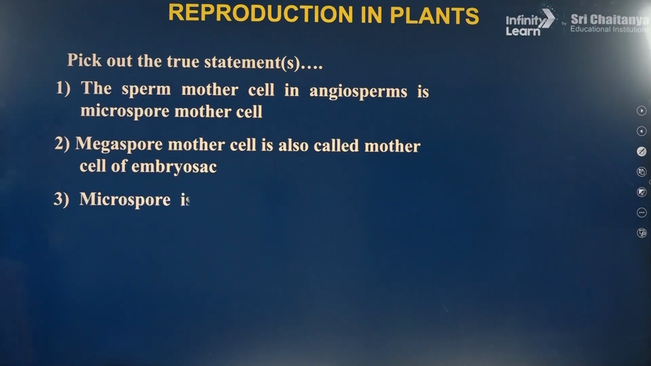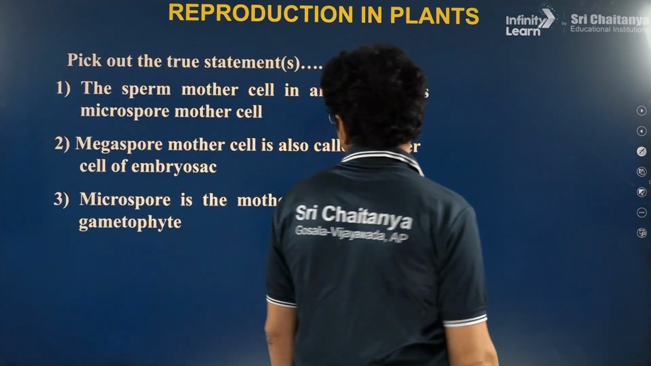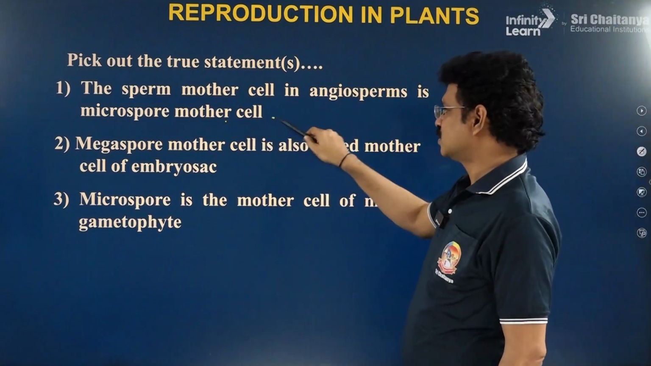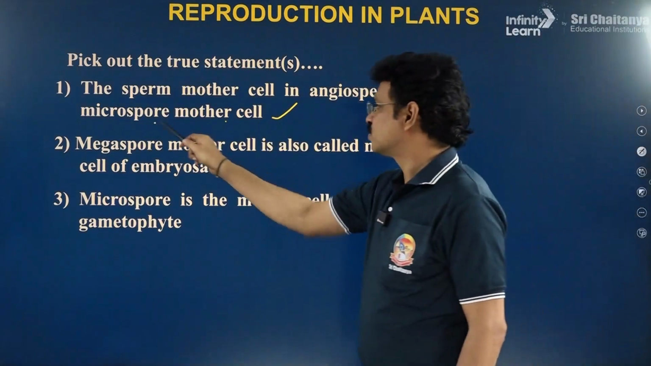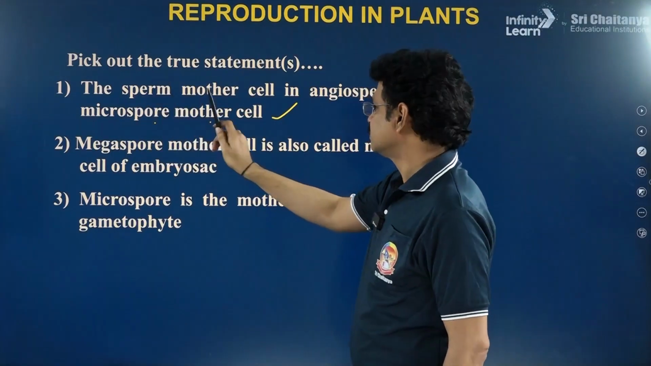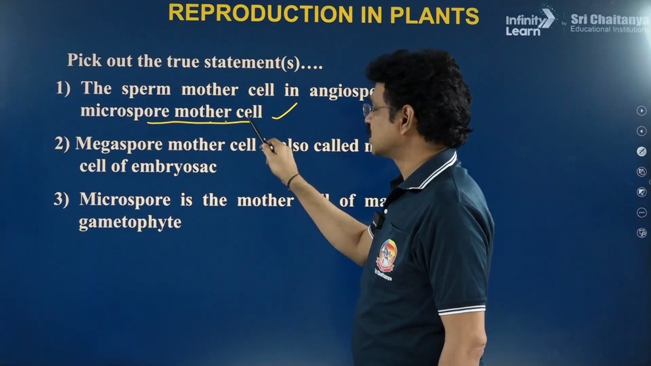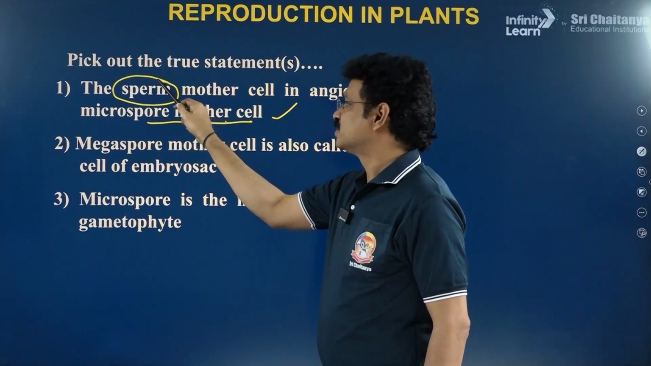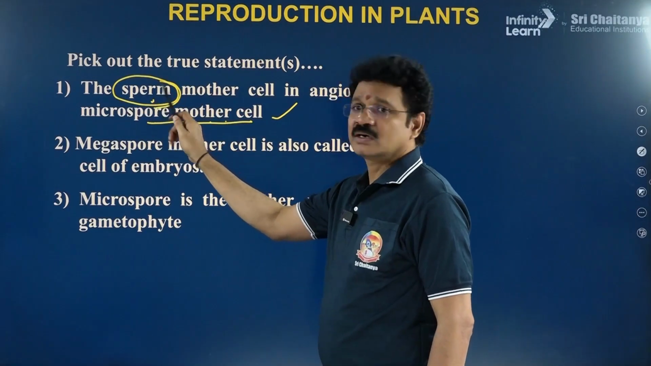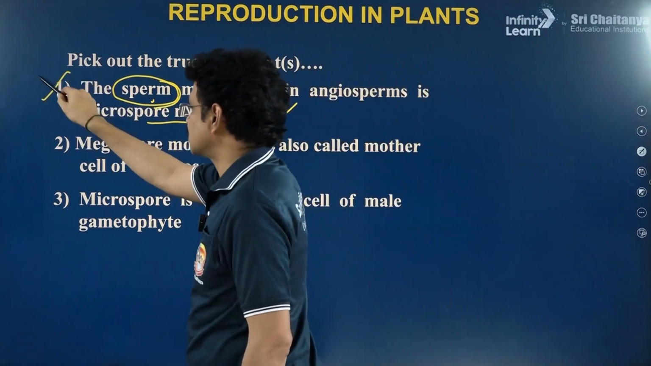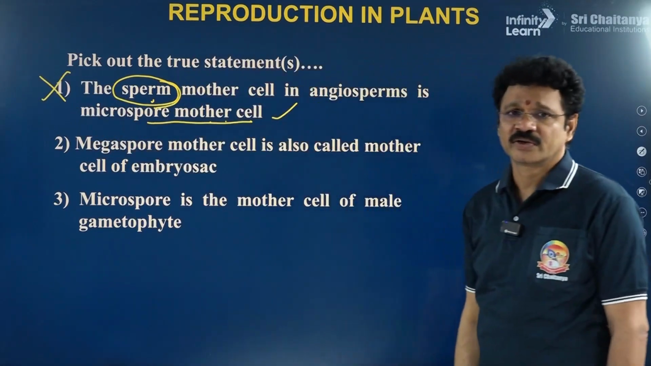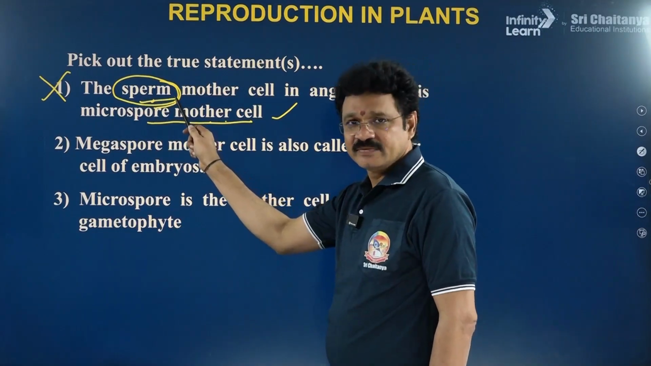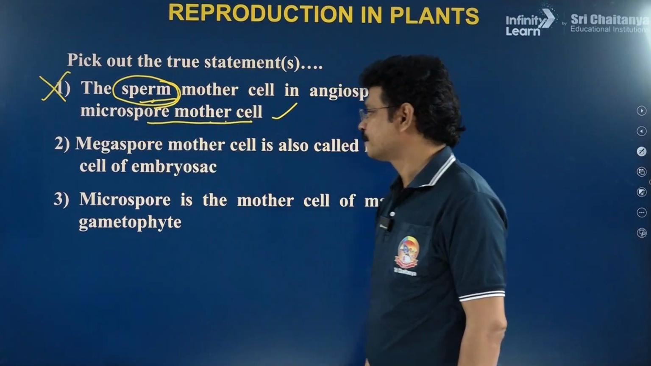Next question, pick out the true statements. The spore mother cell in angiosperm is the microspore mother cell. True. Microspore mother cell is another name of spore mother cell, not sperm mother cell. One misleading term is given: sperm, not spore. That's why the first statement is wrong. Okay, I think you get a clear idea about it. It is not a spore. Sperm is given. That's why this statement is wrong.